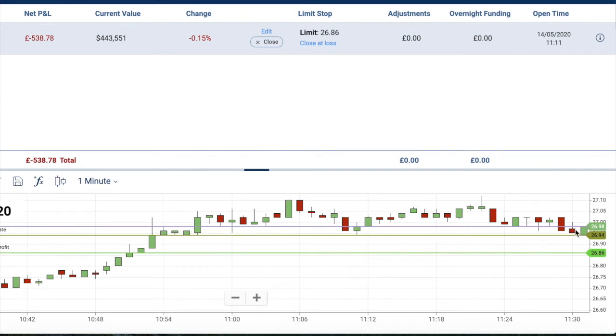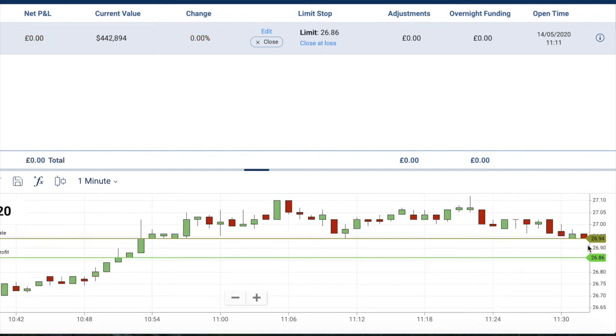Okay, so what we're looking for is this price. It's 26.98 at the moment. I entered the market at 26.94, so it's 4 pence above what it was. And now I'm at the break-even point. So if I closed the trade now, I would have got a break-even.